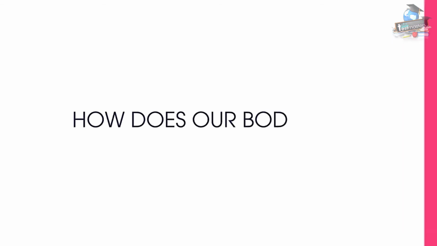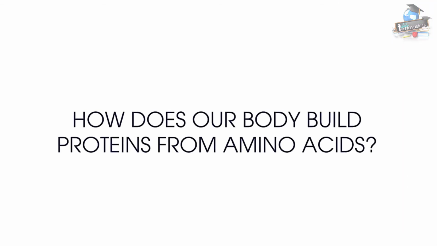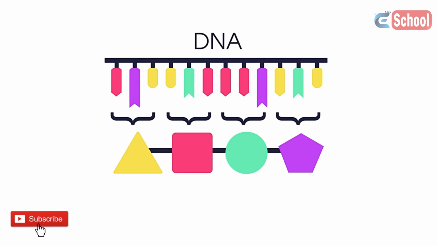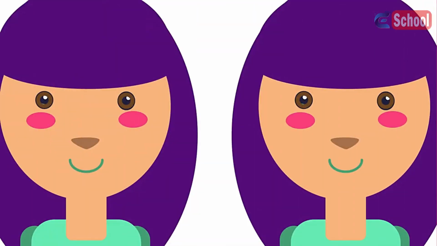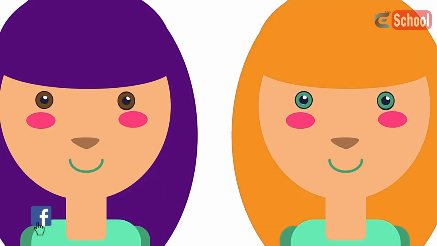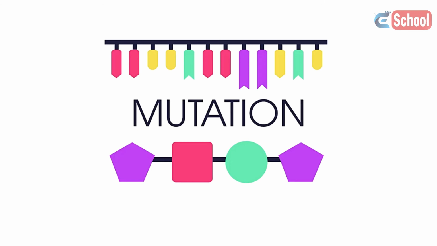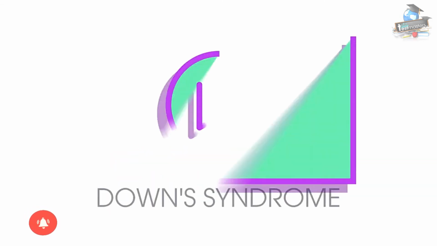But how does our body build proteins from amino acids? Our DNA acts as a set of instructions for how to build proteins. Each individual's DNA is made of slightly different genes, which explains some of the differences between people. For example, hair color and eye color. A change in the DNA, called a mutation, can lead to a protein with a different structure being produced. This can lead to albinism, for example. To learn more about mutations, you can watch this video.